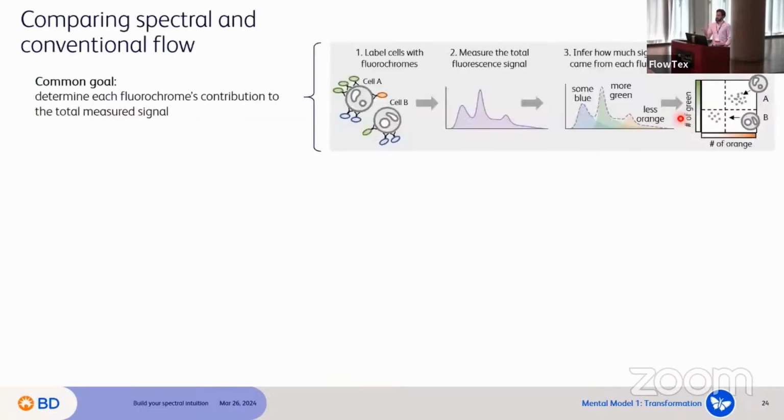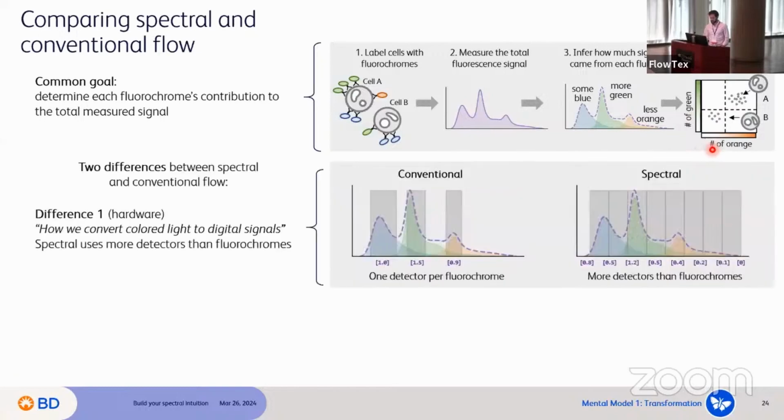So if we think about spectral and conventional flow, which I think most folks might be more familiar with, like Karen said and some of the other talks have mentioned, we're really doing the same thing. Conceptually, they're not so different. We're labeling those cells with fluorochromes, measuring the total signal, trying to infer how much signal came from each fluorochrome, and identifying cells with that information. There's really only 2 essential differences between spectral and conventional flow.